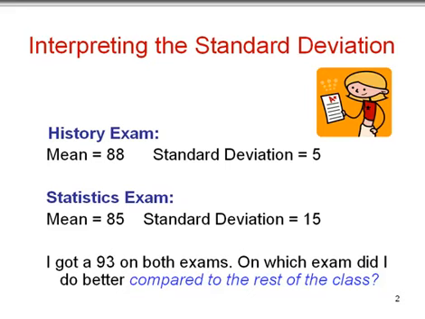Suppose I took two exams, a history exam and a statistics exam. I received the same score on both exams, namely a 93, which is better than the class average in both cases. The class average on the history exam was 88, and on the statistics exam it was 85. But there was a lot more variability in grades on the statistics exam because the standard deviation was 15, whereas on the history exam the standard deviation was only 5. Now the question is, on which exam did I score better compared to the rest of the class?